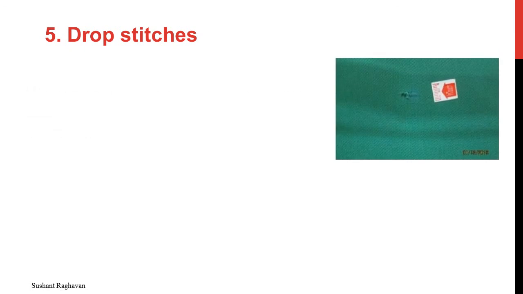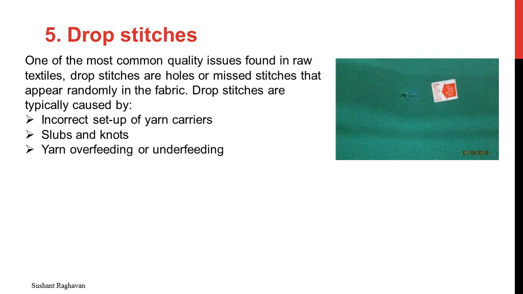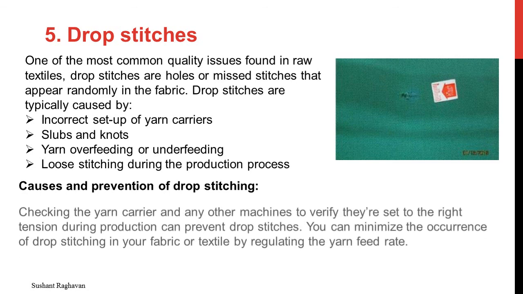Drop stitches. One of the most common quality issues found in raw textiles, drop stitches are holes or missed stitches that appear randomly in the fabric. Drop stitches are typically caused by incorrect setup of yarn carriers, slubs and knots, yarn overfeeding or underfeeding, and loose stitching during the production process. Causes and prevention of drop stitching.